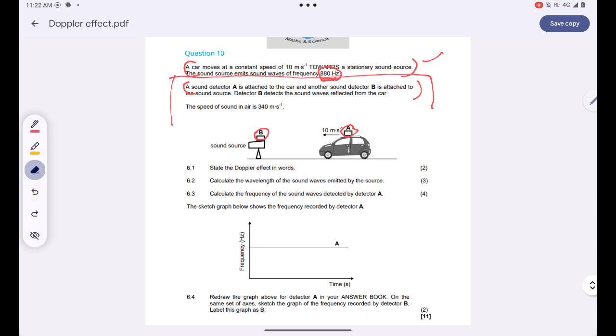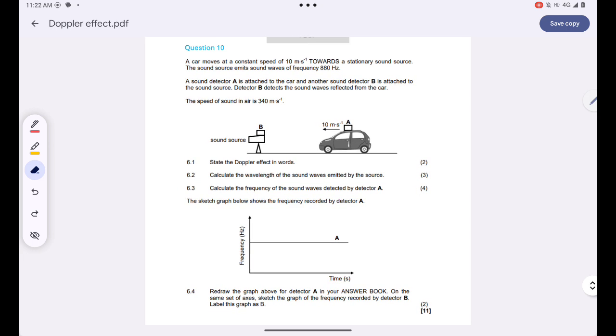Okay. Now let's answer these questions. Firstly, they want us to state the Doppler effect in words. It simply states that the Doppler effect is the apparent change in the observed frequency of the source as a result of relative motion between the observer and the source.